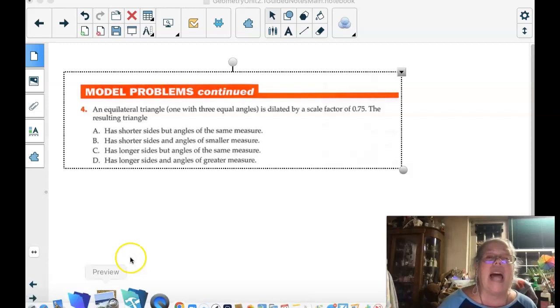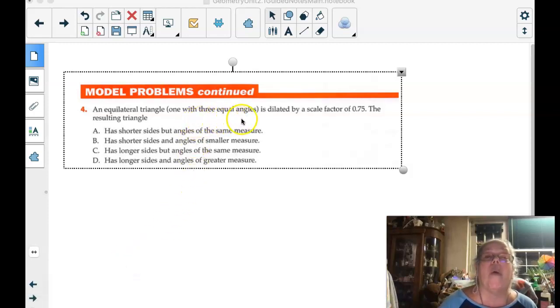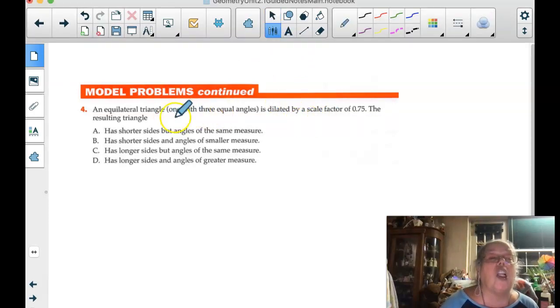An equilateral triangle, one with 3 equal angles and 3 equal sides, is dilated by a scale factor of 0.75. Okay, is that going to be bigger or is that going to be smaller? It's like 75%. Is that bigger than 100% or smaller? Okay, so the resulting triangle has shorter sides but angles of the same measure.